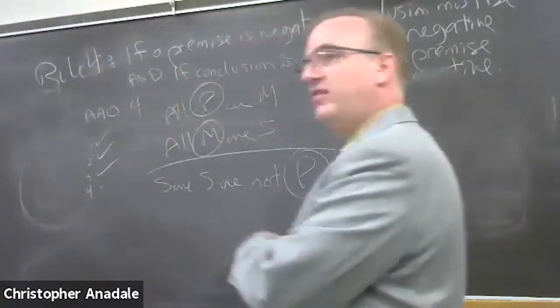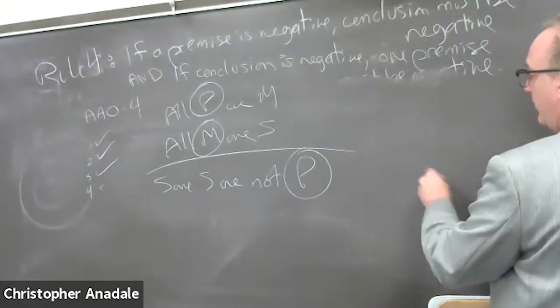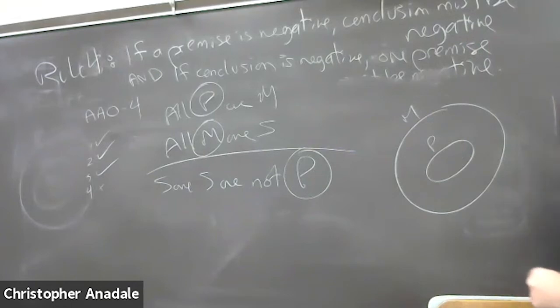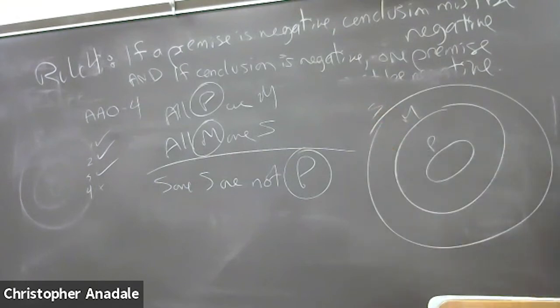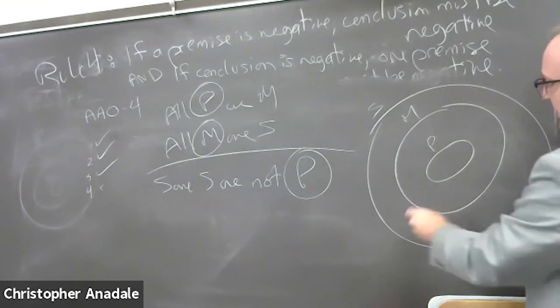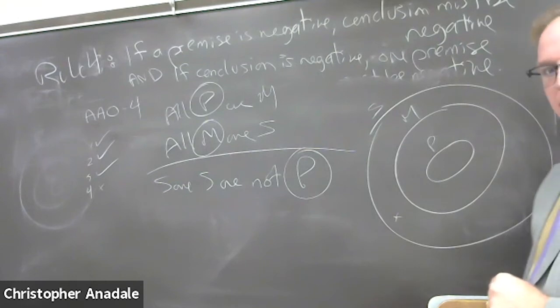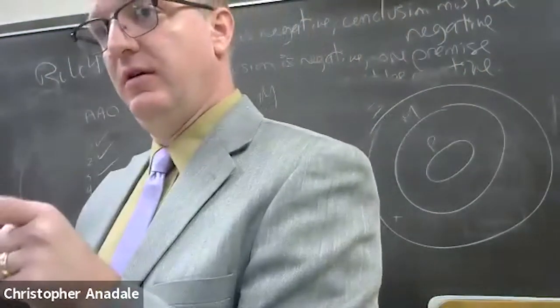Let me try a sort of basic Venn diagram for this and see what it shows. If all P are M, P's inside of M. If all M are S, M is inside of S. Does this prove that some S are not P? Well, in this case it does, because I can put an X here. Is there another way I can draw this diagram which leaves it open that maybe there are no S outside of P? What would that be?